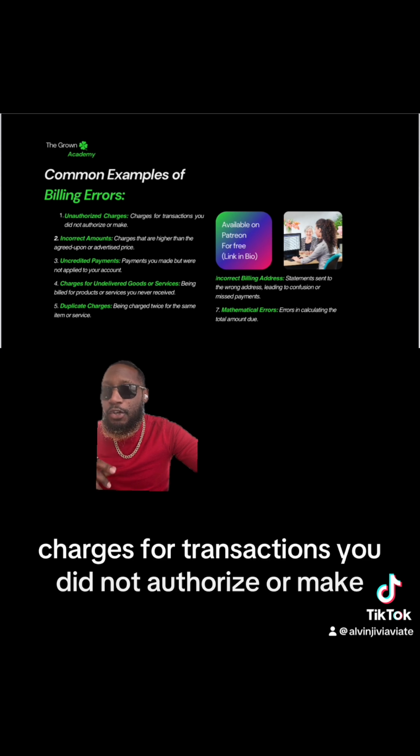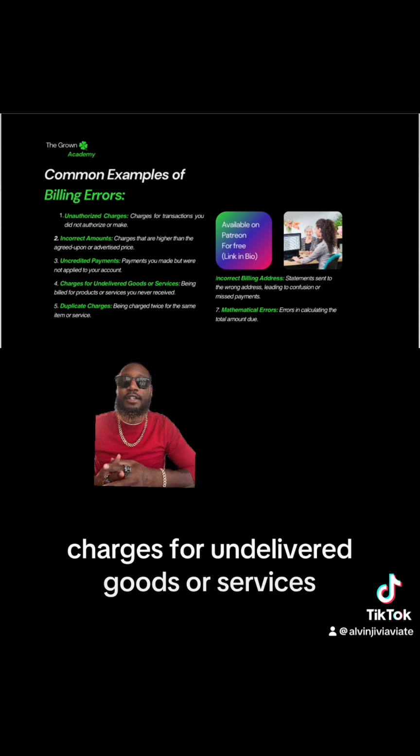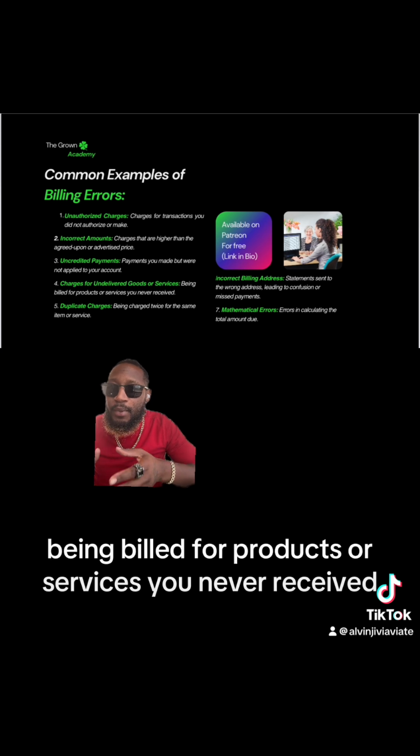Number one, unauthorized charges. Charges for transactions you did not authorize or make. Number two here, incorrect amounts. Charges that are higher than the agreed upon or advertised price. Three here, uncredited payments. Payments you made but were not applied to your account. Number four, below that, charges for undelivered goods or services. Being billed for products or services you never received.